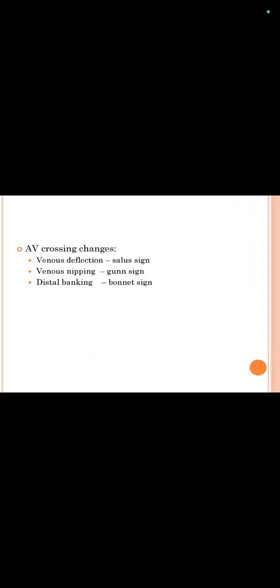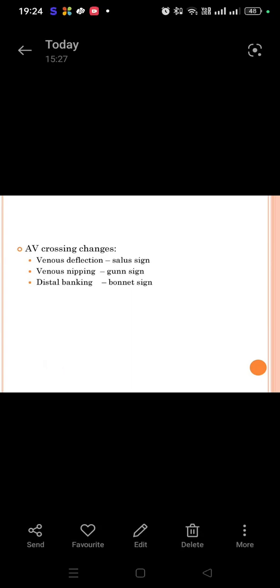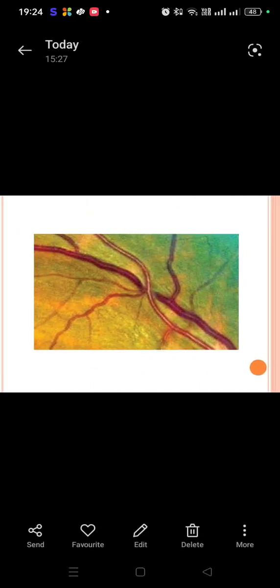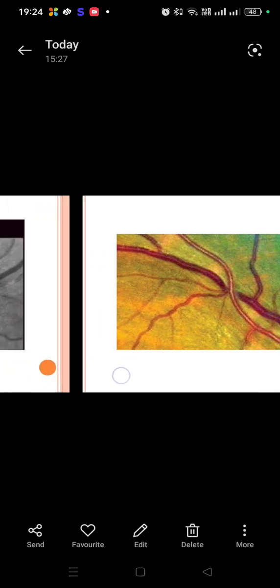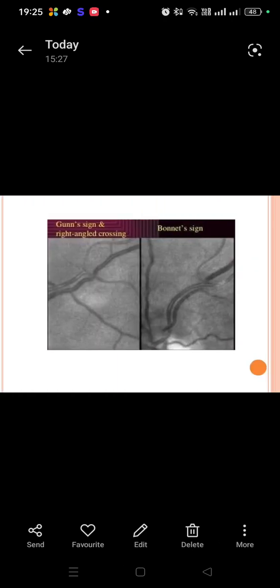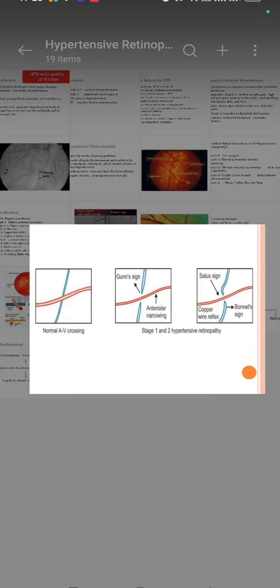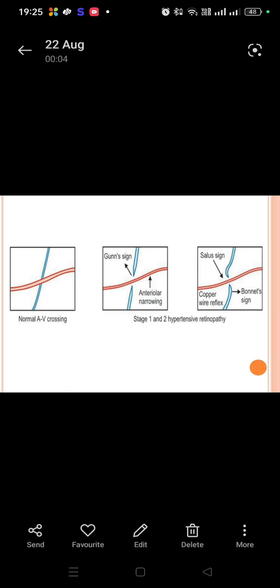Now there are AV crossing changes. There are three types of signs: Salus sign, Gunn sign, and the Bonnet sign. First of all, I'll show you something. See. So this is a normal AV crossing.